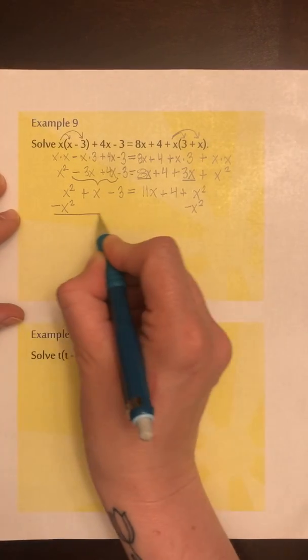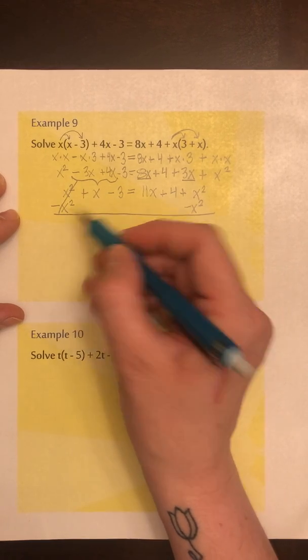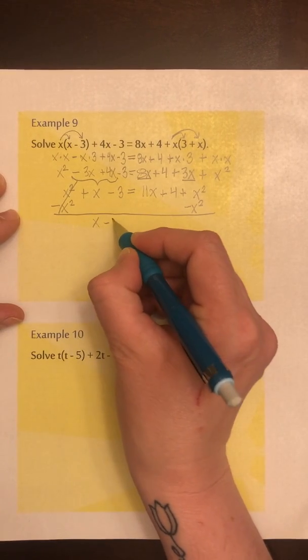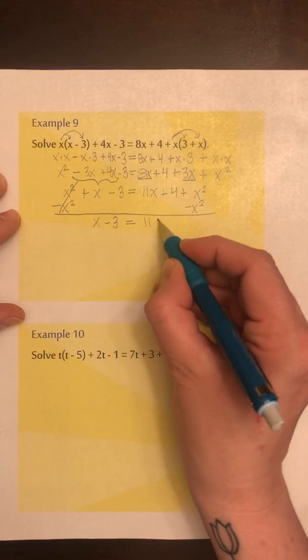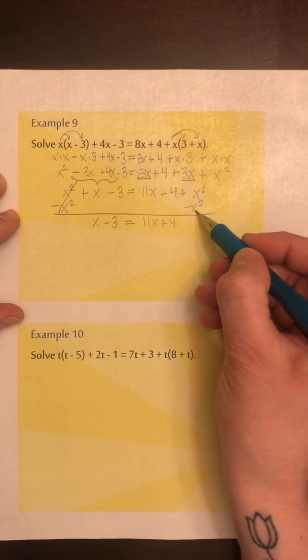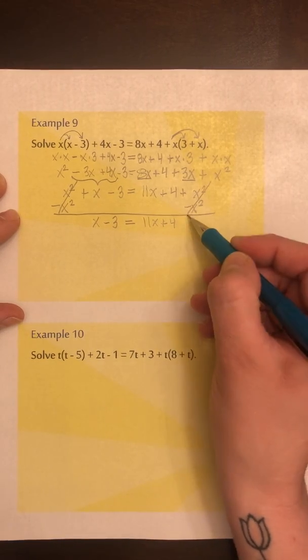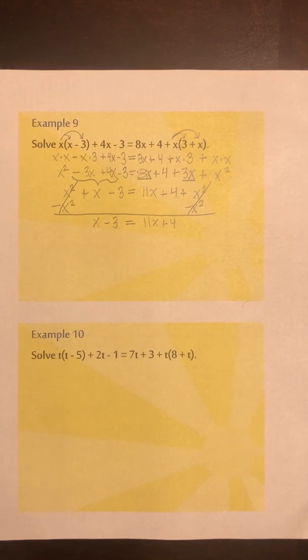And here's what I want you to notice. x squared minus x squared completely cancels. So I bring down the x minus 3. Over here, I have 11x. I have plus 4. What happens to the x squared minus x squared? You may have guessed it. It has canceled out. So we no longer have an x squared in our problem at all.